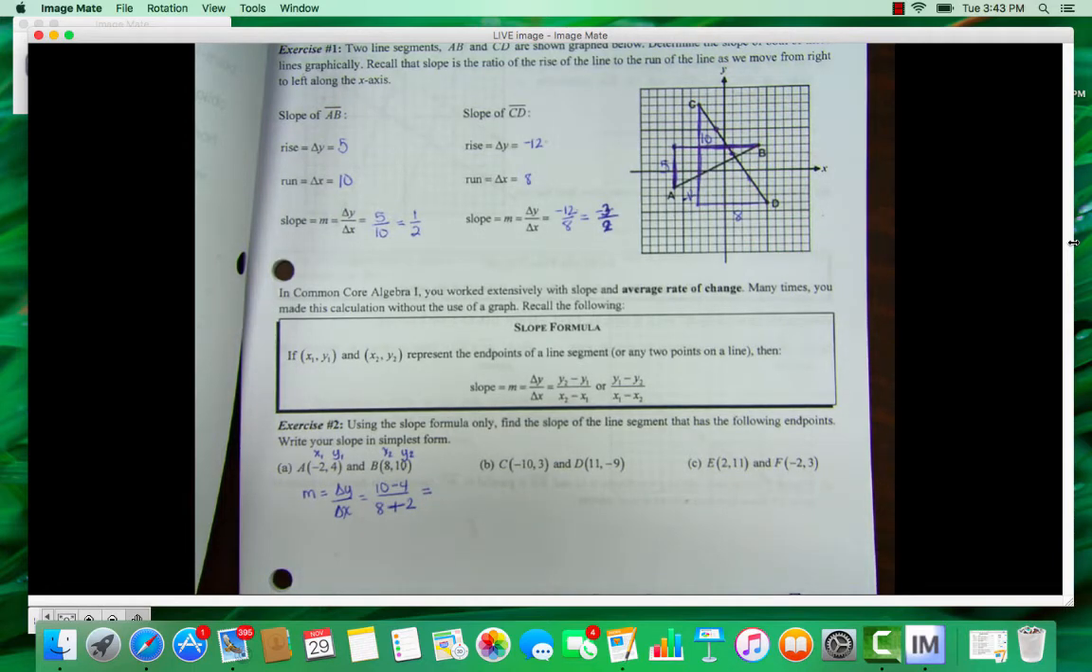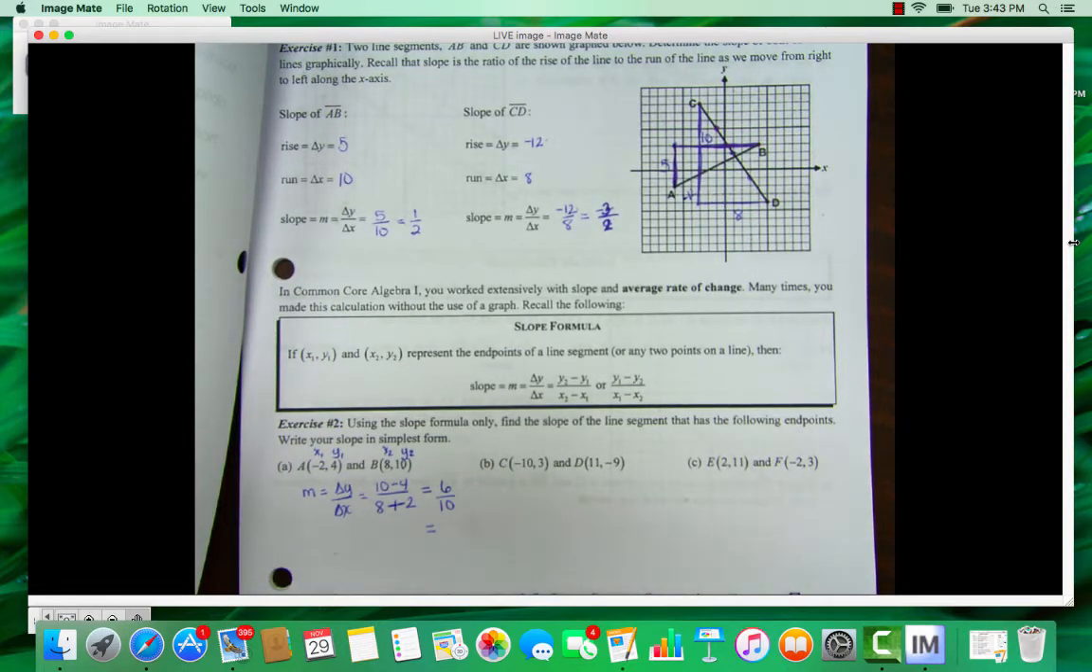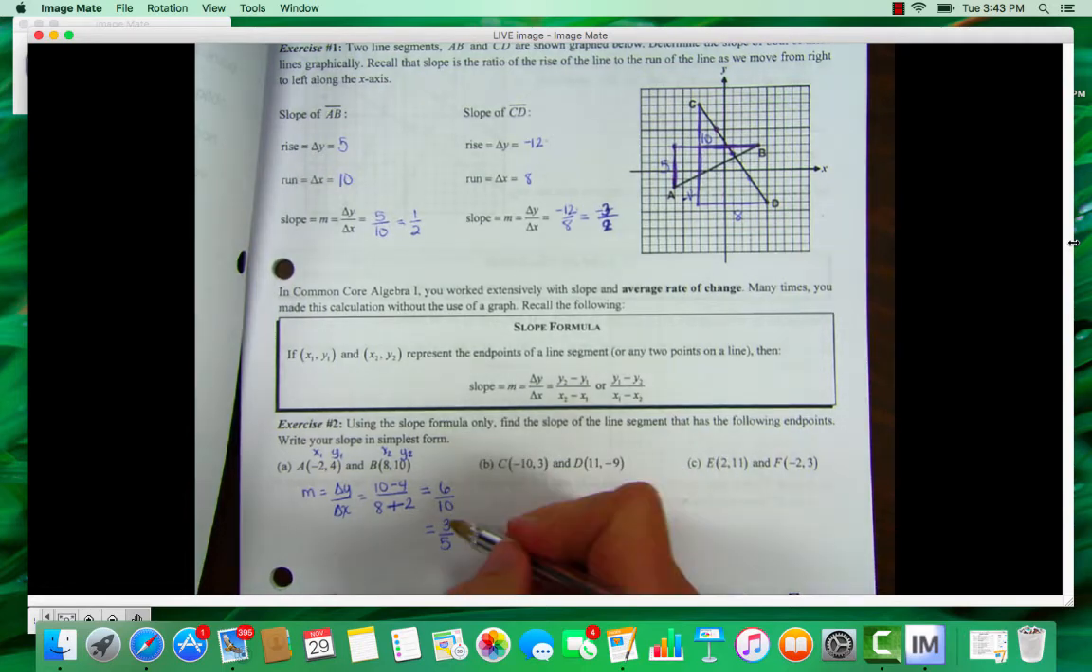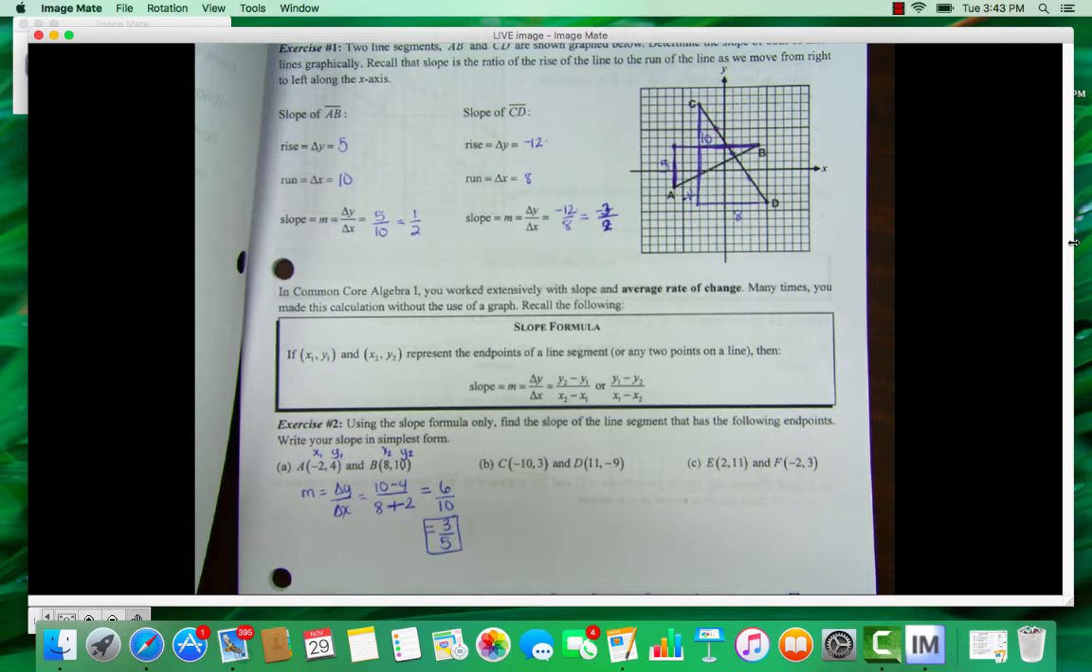When I clean that up, I get 10 minus 4, which is 6, and 8 plus 2 is 10. Then I simplify that, taking a 2 out of both 6 and 10, and that leaves me with 3/5. So the slope of a line that goes through those two points would be 3/5. All right, so go ahead and see if you can find the slope for the other two.